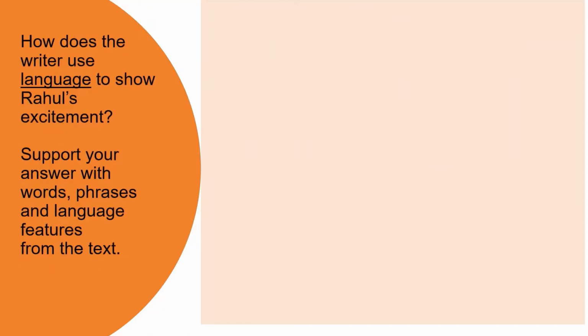We're going to read the first part of the text in the two slides above. How does a writer use language to show Rahul's excitement? That is the question that we're focusing on. Support your answer with words, phrases, and language features, the first one at the top from the text.